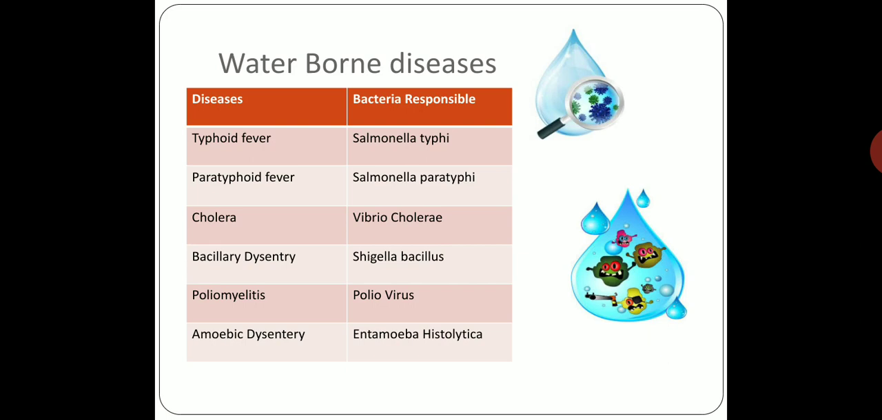One is typhoid fever, which is caused by Salmonella typhi. The other one is paratyphoid fever, which is caused by Salmonella paratyphi. Next is cholera, which is caused by Vibrio cholerae. Next is bacillary dysentery, which is caused by Shigella bacillus. Then is poliomyelitis, which is caused by poliovirus. Amoebic dysentery is caused by Entamoeba histolytica.